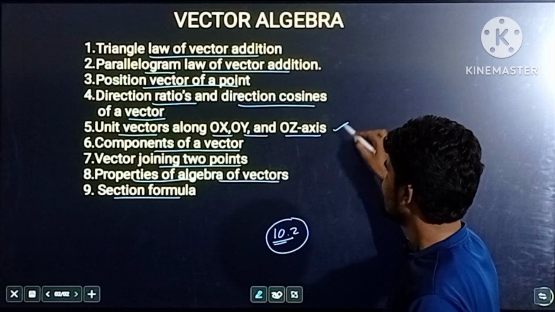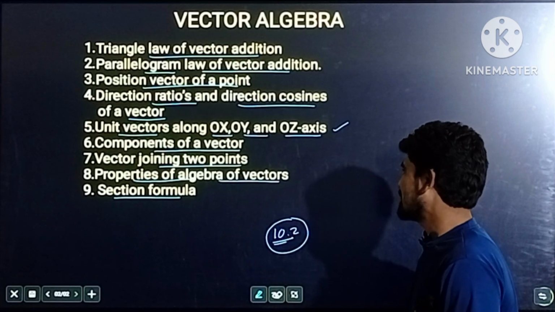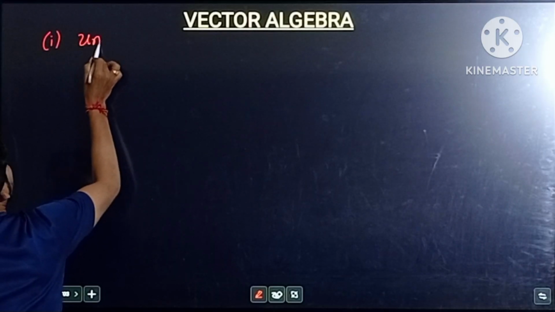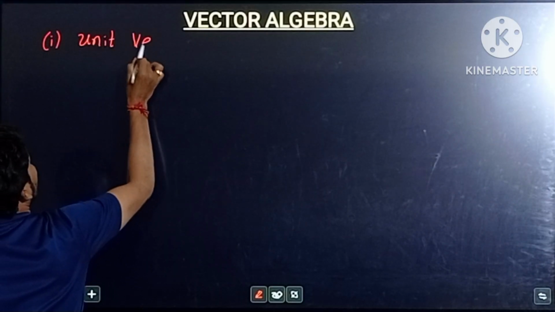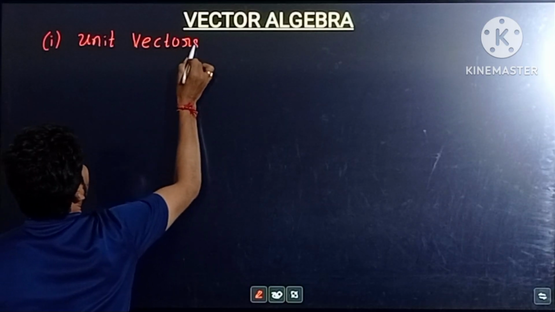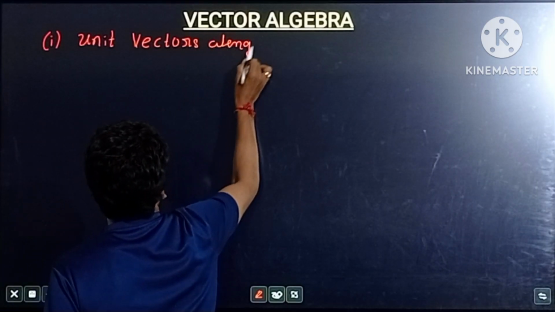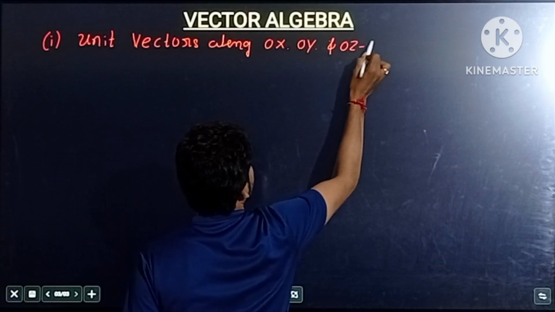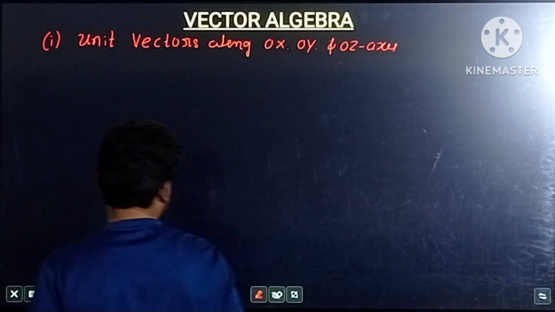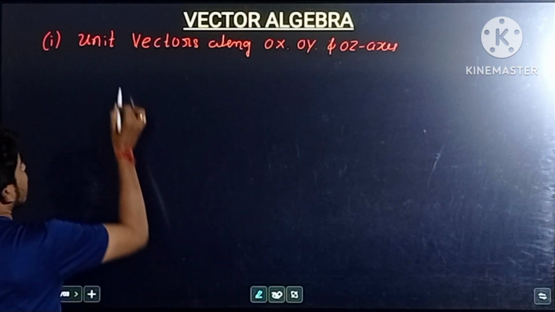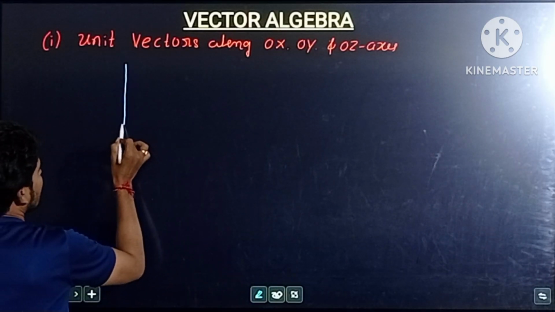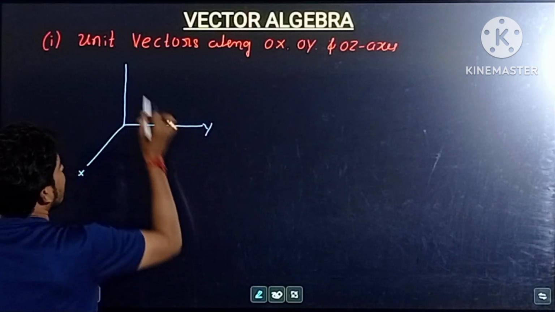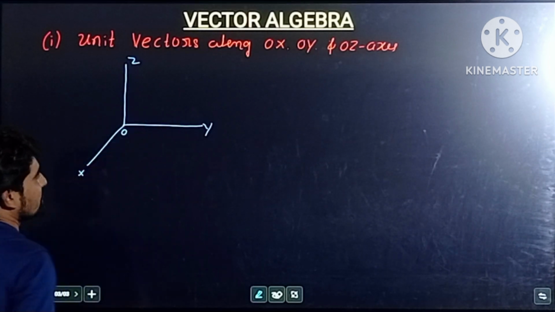The first one is unit vectors along OX, OY and OZ axis. See here, as you know, this one is the Z axis, Y axis and X axis, and this one is the origin.